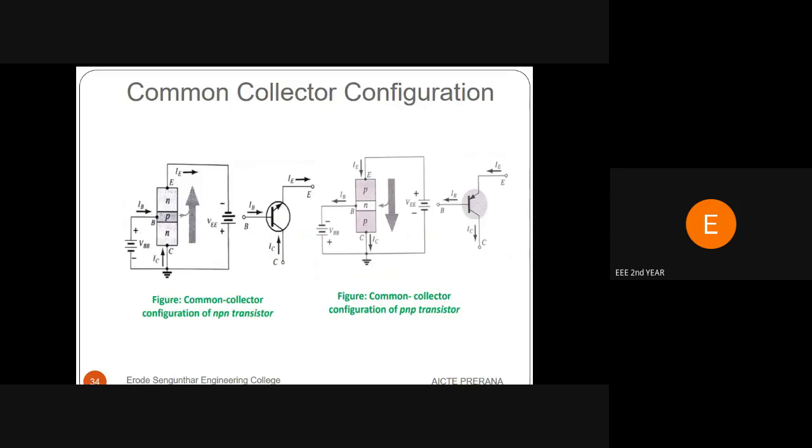The figure shows the schematic diagram of the common collector configuration for NPN and PNP transistors. In this diagram, input is applied between base and collector, output is taken from emitter and collector. Input current is base current, output current is emitter current. Collector is the common terminal. It is connected to ground.